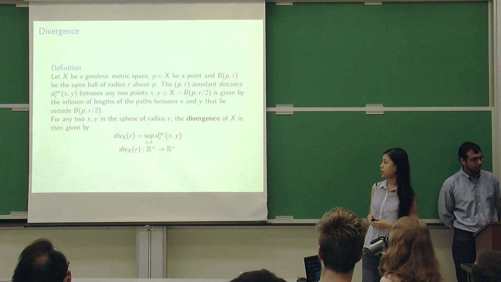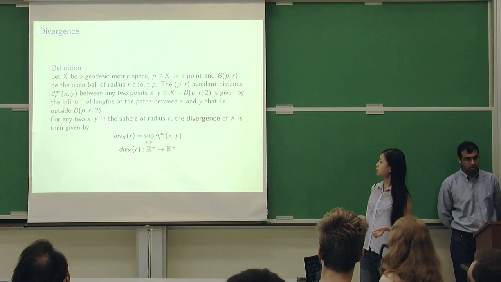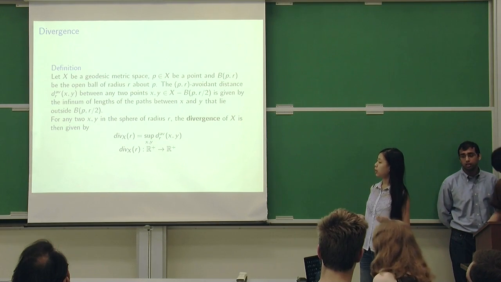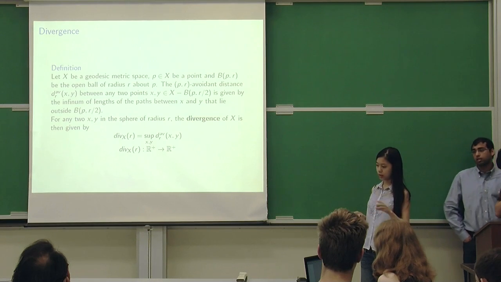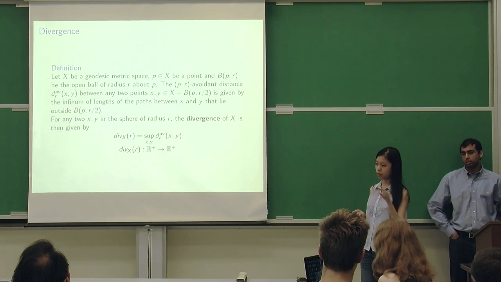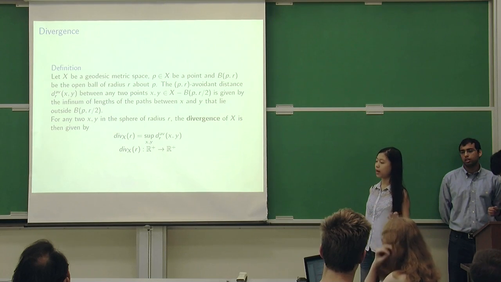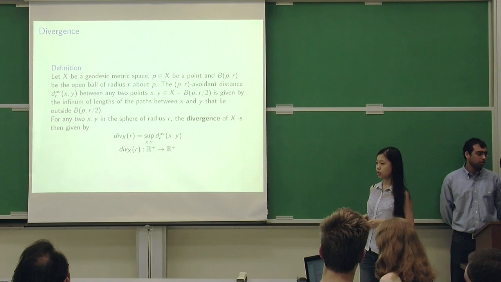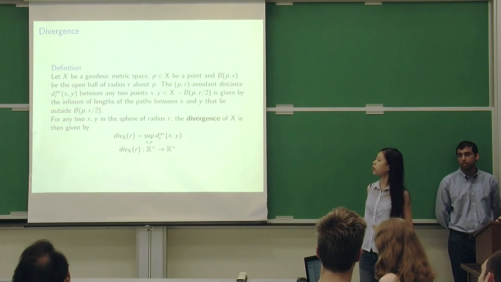Next we'll define divergence. Divergence is basically a growth function that describes the avoidant path in a space. For example, in R2, if you want to take a ball of some given radius and cut it out of a point, the divergence will describe the length of that avoidant path to avoid that ball. So in R2, the divergence would be linear because the equation for the circumference of a circle is just 2 pi r.